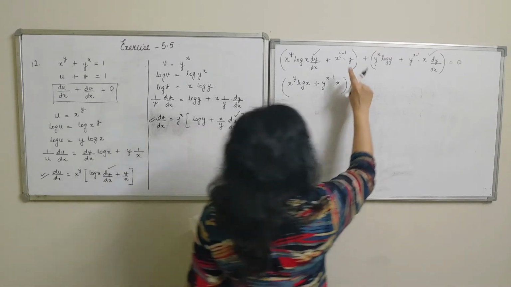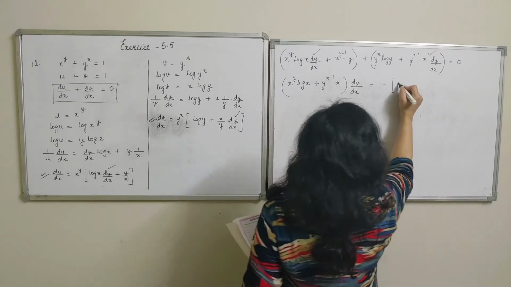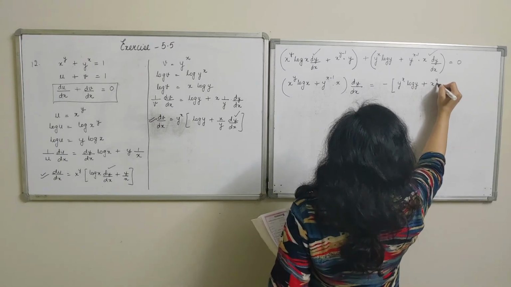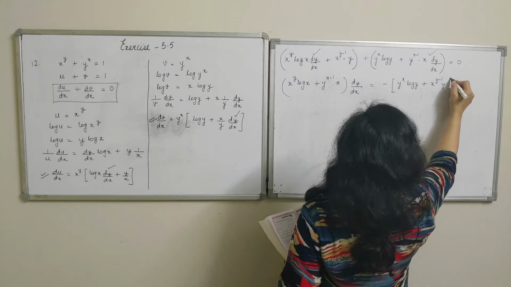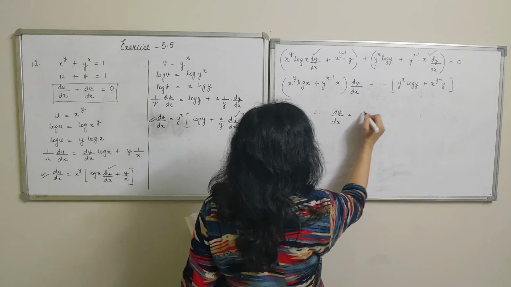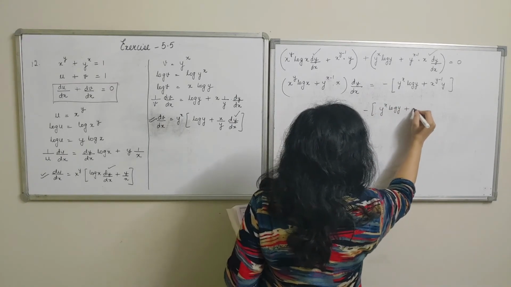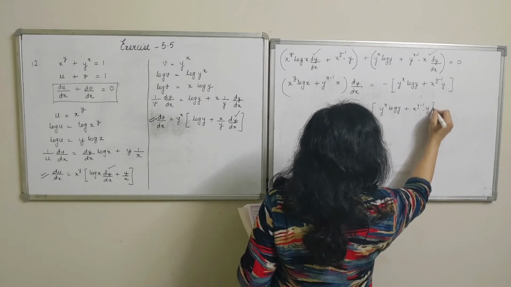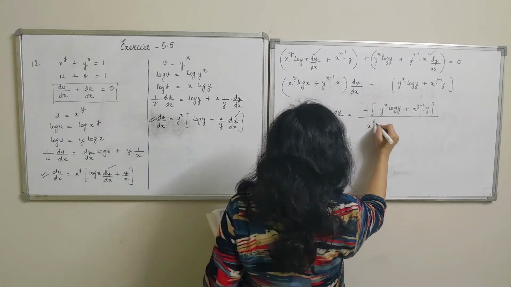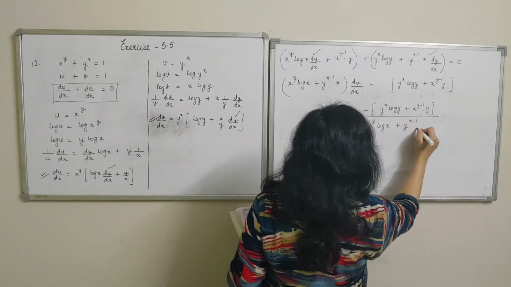Okay, derivative terms, shifting these two terms to the right hand side, taking a minus sign common, we have y to the power x log y plus x to the power y minus 1 into y. So now here we can write down dy by dx as minus these terms in bracket upon this expression, which is x to the power y log x plus y to the power x minus 1 into x.